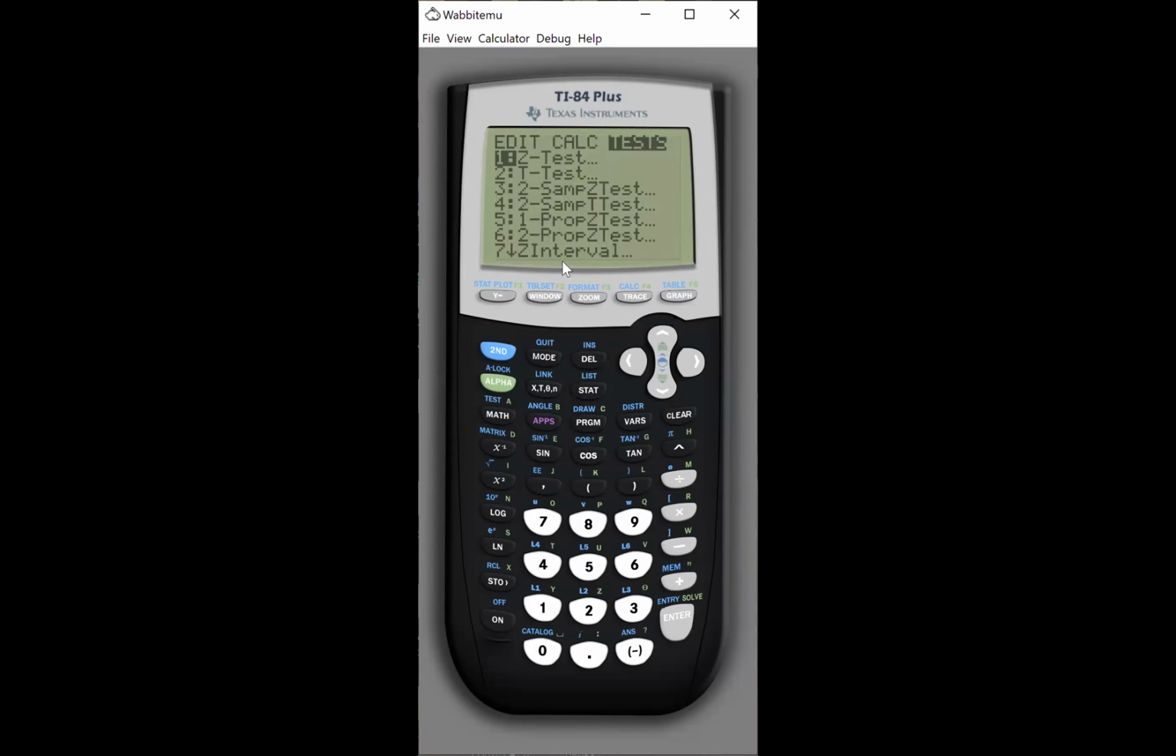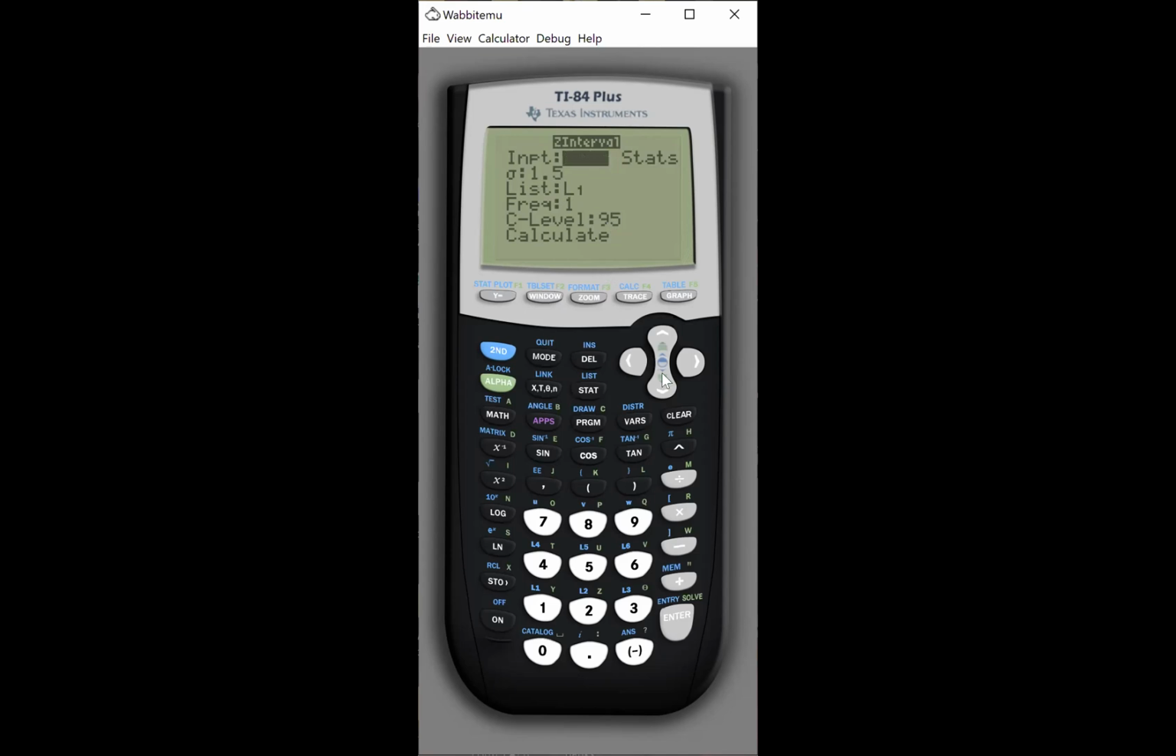And then we're going to go to Z interval again. In our case, we don't have stats anymore. We have data, because that's what we entered in L1. We entered the data, so you want to select data. Now the only information I'm going to ask you for is for sigma, where you put the data, and what our confidence level is.